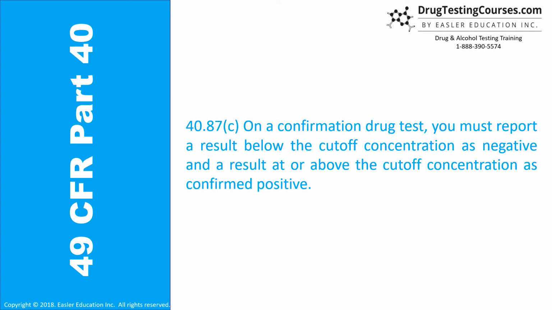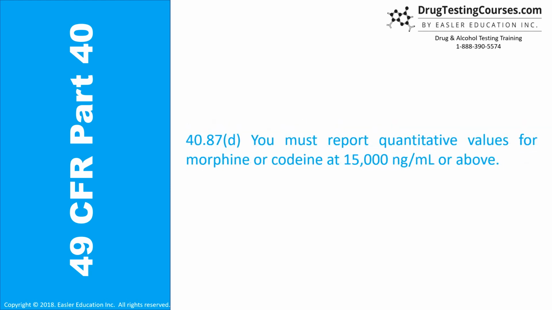40.87c. On a confirmation drug test, you must report a result below the cutoff concentration as a negative and a result at or above the cutoff concentration as a confirmed positive. 40.87d. You must report quantitative values for morphine or codeine at 15,000 nanograms per milliliter or above.